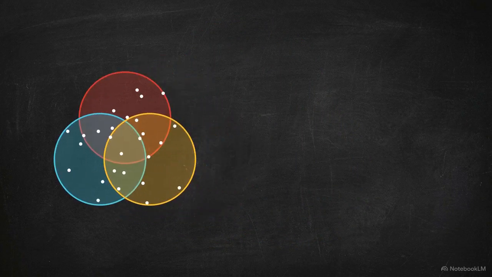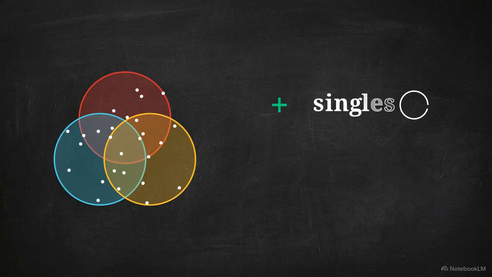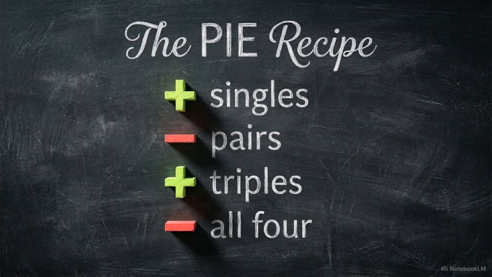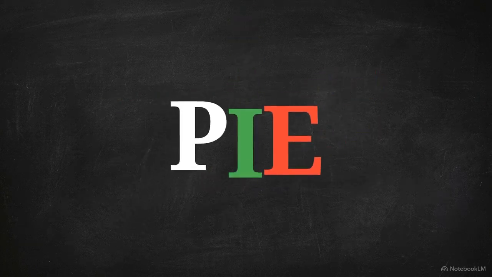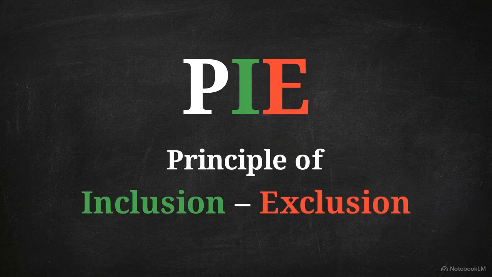We can summarize this logic as a universal recipe. You add the singles, subtract the pairs, add the triples, and subtract the groups of 4. The signs alternate, plus, minus, continuing infinitely for as many groups as you have. Because we first include sets by adding, and then exclude the overlaps by subtracting, this exact sequence is known in mathematics as the principle of inclusion exclusion.